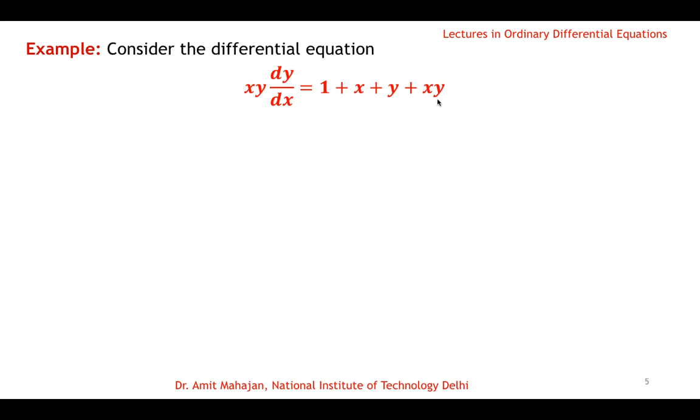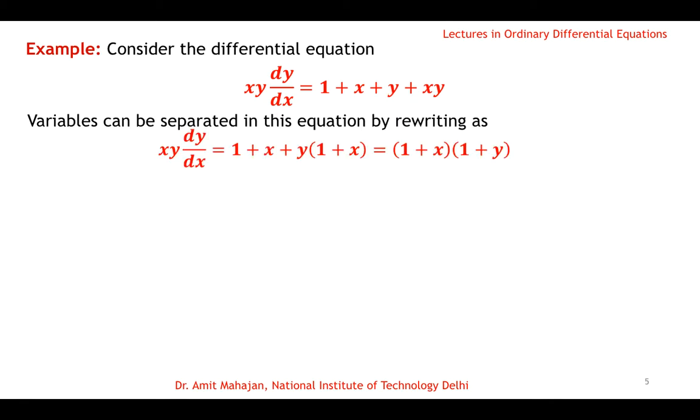If I take y common from the last two terms, then it is 1 plus x, and then 1 plus x can be common, so the right hand side can be written as (1 plus x) into (1 plus y). I can easily take y on one side of the equation and x on the other side. So this equation can be written as y over (1 plus y) dy is equal to (1 plus x) over x dx. Now once the variables are separated, you integrate both sides and add a constant of integration.